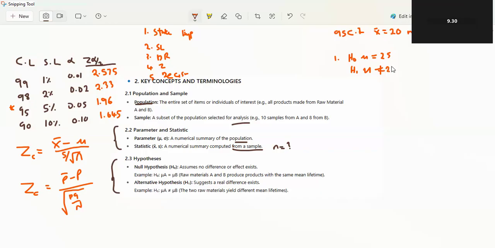Step two, state the level of significance. At 95%, what is our level of significance? 5%. It's a small percentage from 100. So significance level is 5%. So at 5%, what is our Z? Our Z is 1.96. So this is what we use in making our decision rule.